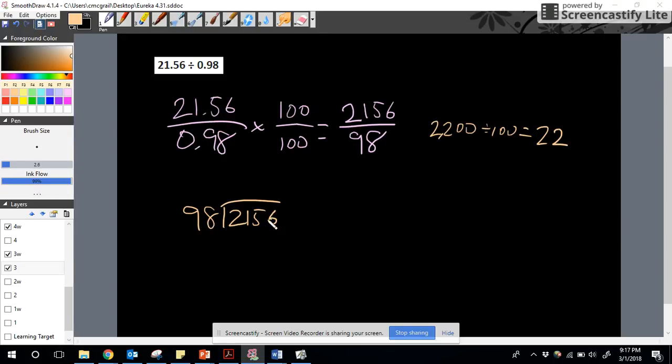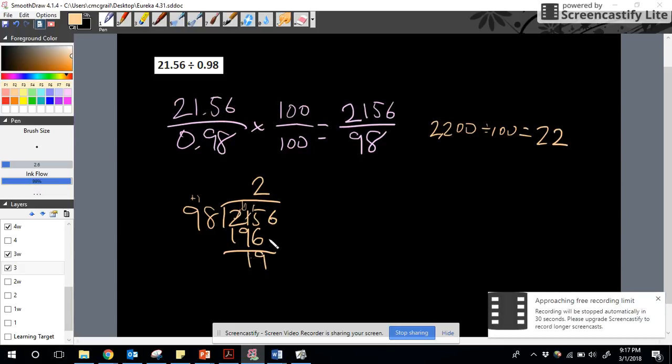Can 98 go into 21? No. Can 98 go into 215? Yes. How many times? Well, 98 is basically 100. And so it can probably go in 2 times. 2 times 8 is 16. Let's put our plus 1 up there to 18, 19. Okay, 196. Subtract 15 minus 6 is 9. That's 1. My difference is 19. My answer is 196 there. 98 can go into 196 2 times. And I am at 0. Perfect. My estimate was actually spot on. I'm very, very happy with that.